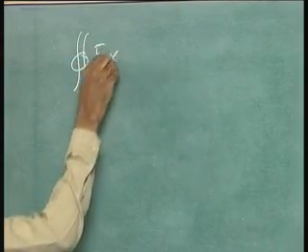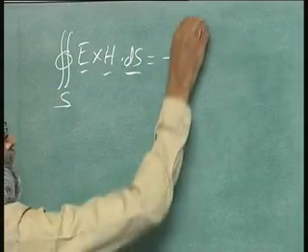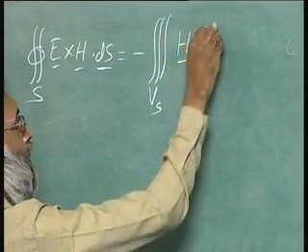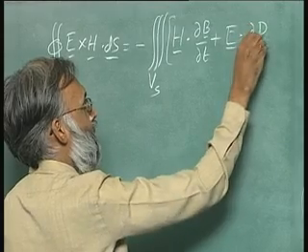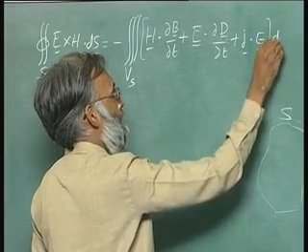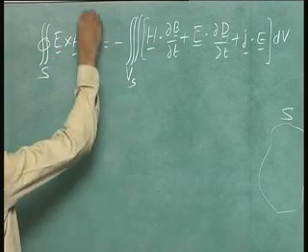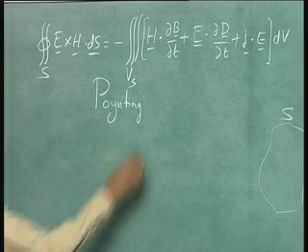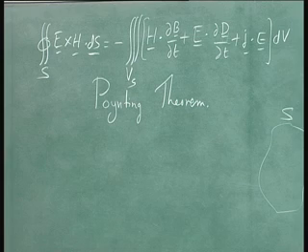Surface integral E cross H dot ds over a surface is equal to minus the volume integral enclosed by the surface of 3 terms. One term is H dot del B del T, the second term is E dot del D del T, and the third term is J dot E. And this is in fact nothing but what we call the Poynting theorem. Poynting was the person who derived this theorem, and it is a crucial theorem. It is probably the most important theorem in radiation.